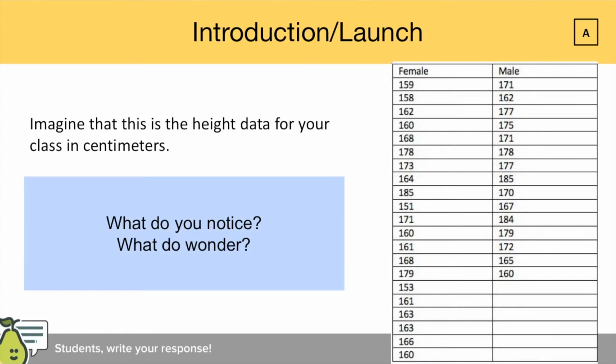What do you wonder? To support students with disabilities, provide them with sentence starters such as, I notice blank, I wonder blank. You can let them know that they will not be penalized for grammar or spelling so that they can focus on their noticings and wonderings.